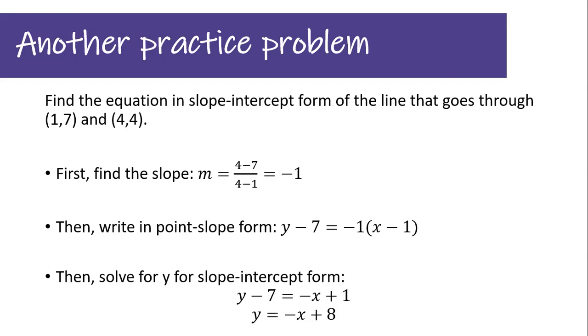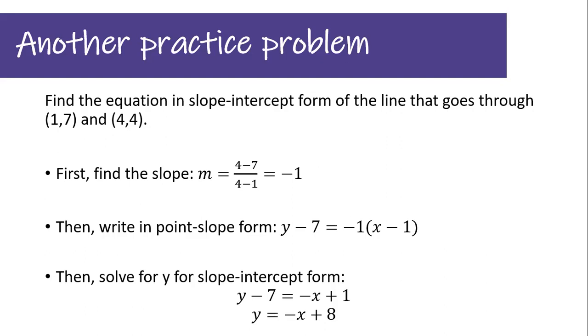Then we can write it in point-slope form. We don't have the intercept here, so going straight to slope-intercept form will be difficult. But we can write it in point-slope form as y minus 7 equals -1 times the quantity x minus 1. Then we're going to solve for y. Remember, if you have it in any form, point-slope, just some random x and y all mixed up with an equal sign, solve for y and that will get you to slope-intercept. Here it's fairly simple.